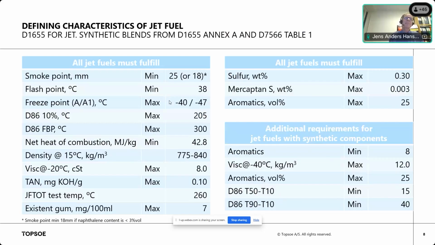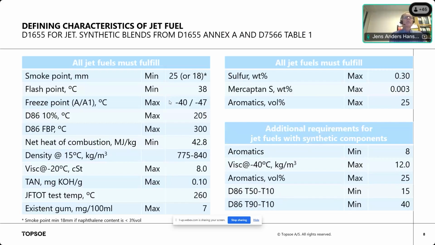So freeze point is a function of the molecules you have present in the jet boiling range, whereas flash point is more a distillation kind of property. So if you are distilling in the right way, you will normally be able to meet the flash point. But freeze point can be tricky to meet and can require that you do isomerization of the product. There are specifications about the boiling point range, viscosity, density, and so on.